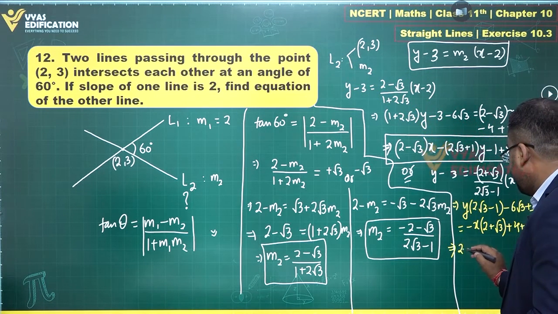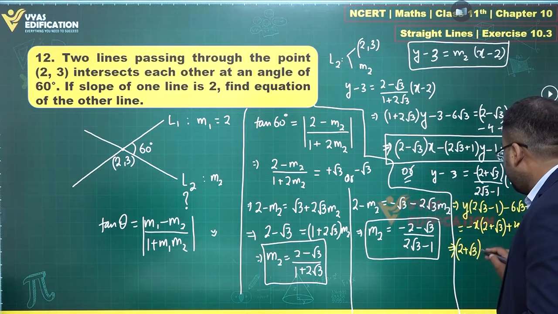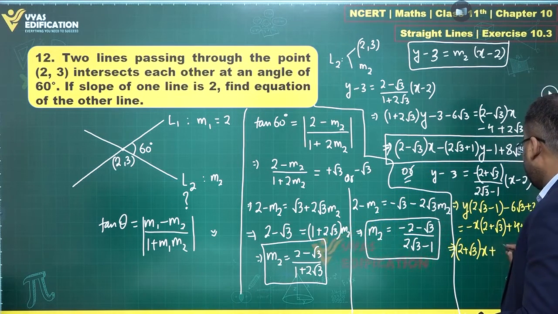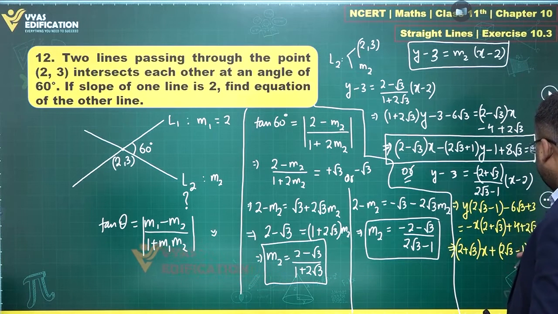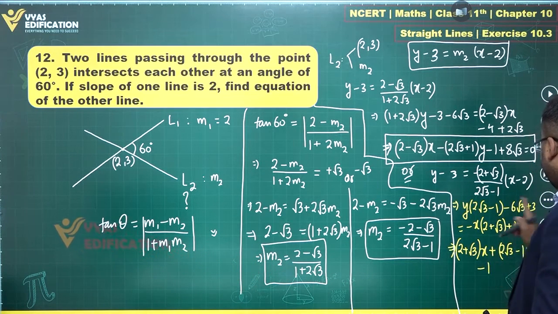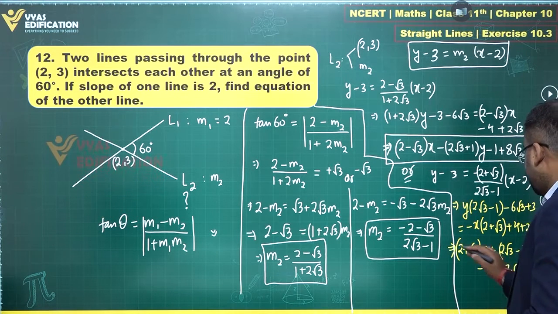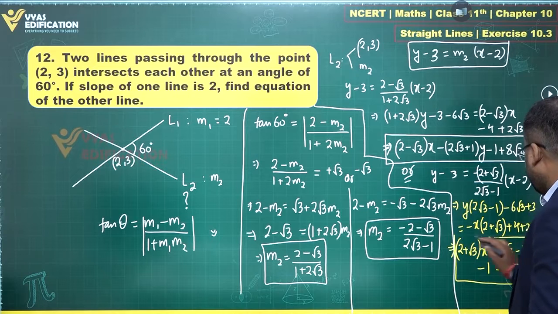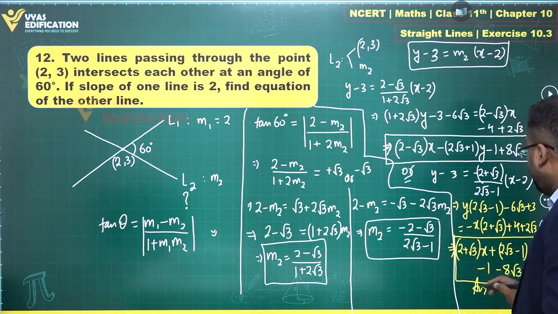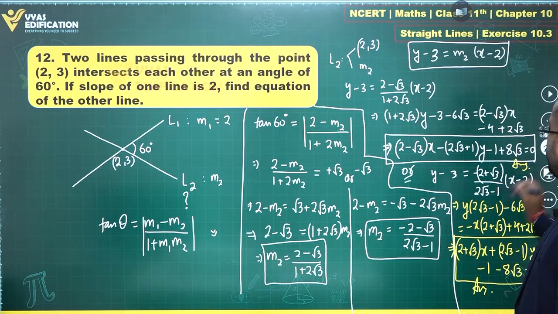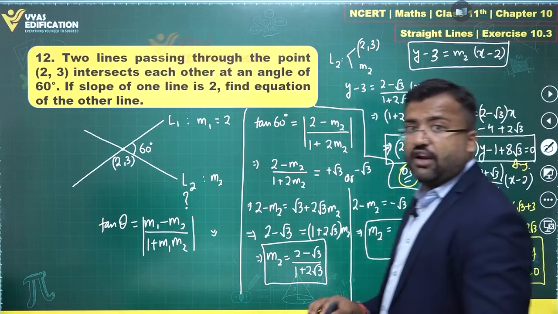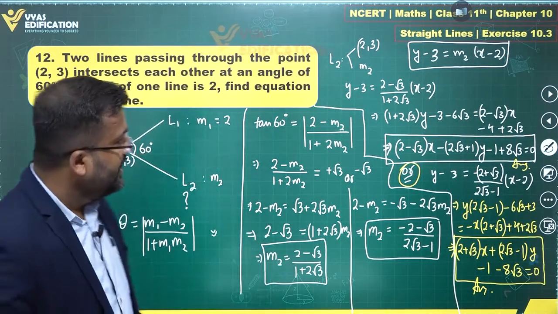This becomes 2 plus root 3 times x plus 2 root 3 minus 1 times y and minus 1 minus 8 root 3 is equal to 0. This is the other equation that I'll get. That's my answer for this part. This is the first part, okay, this or this. There are two possible answers. Yes, and we have found them.